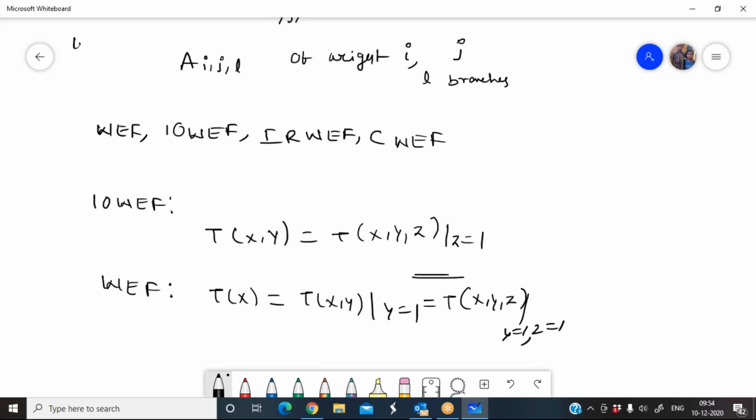That means you must be clear about what is x, what is y, what is z, and what is x power i, what is y power j, what is z power l. You must be clear about all those things. Then only you will get the idea. Otherwise, you will definitely have confusion, right?